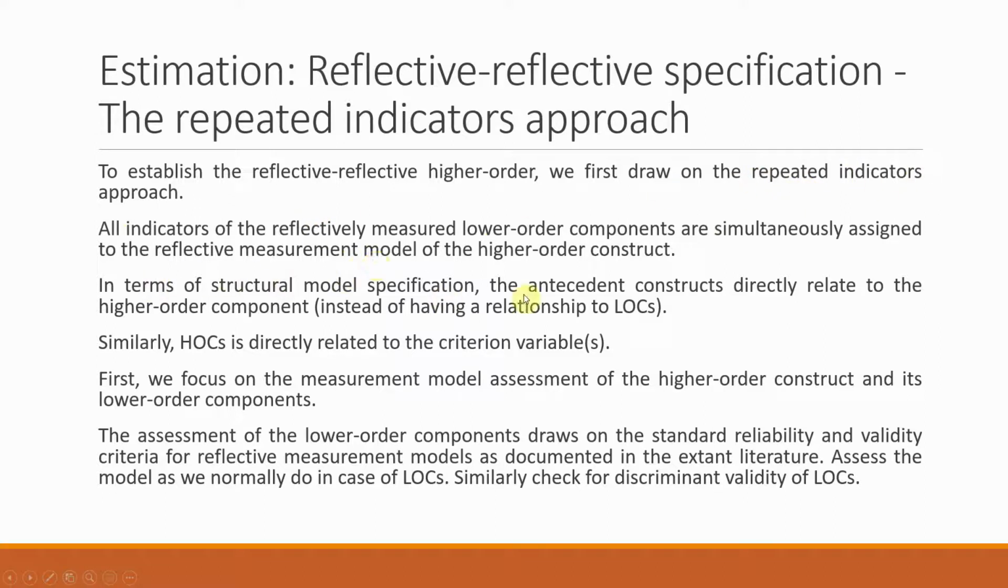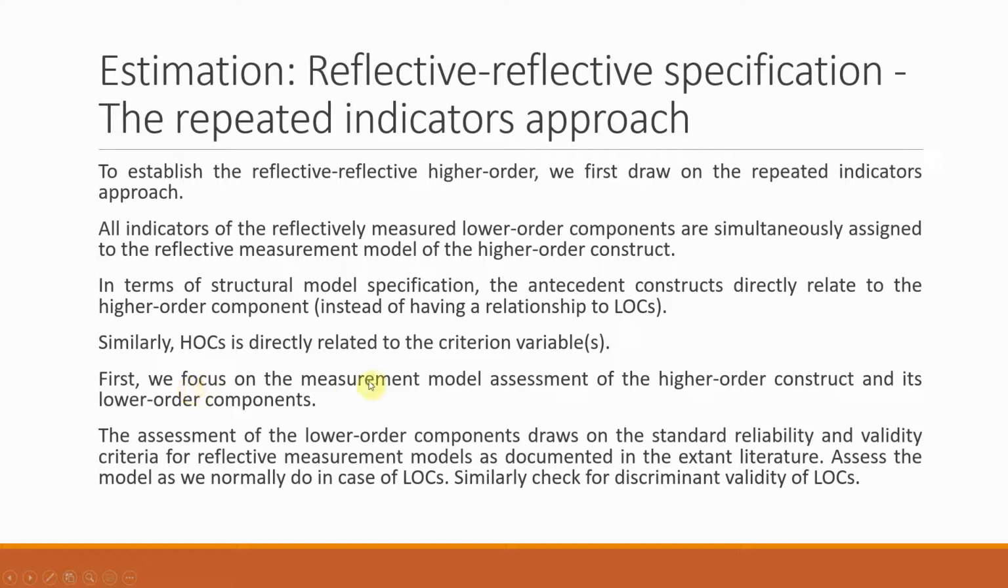In terms of structural model specification, if you are developing your structural model, that is, you are specifically looking into the impact of any antecedent construct on the higher order construct, the antecedent constructs directly relate to the higher order component. So you link the higher order component or higher order construct with the other variables rather than linking the lower order constructs. Similarly, higher order constructs are directly related to the criterion variable.